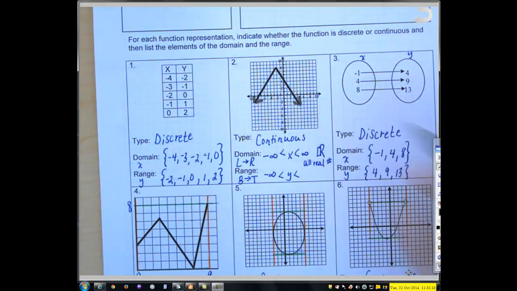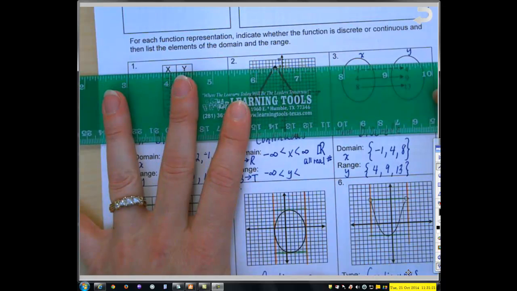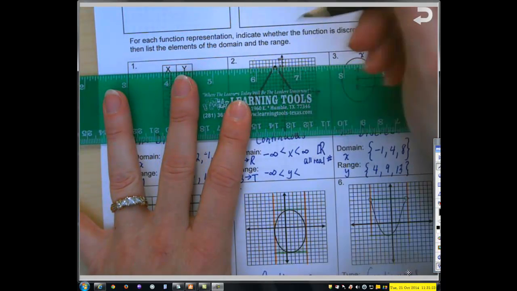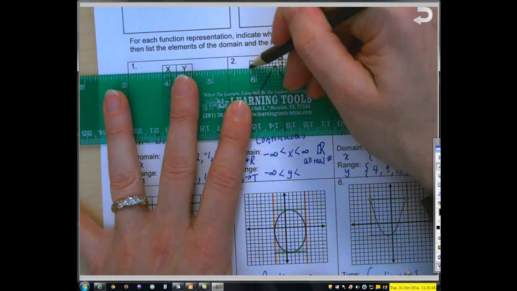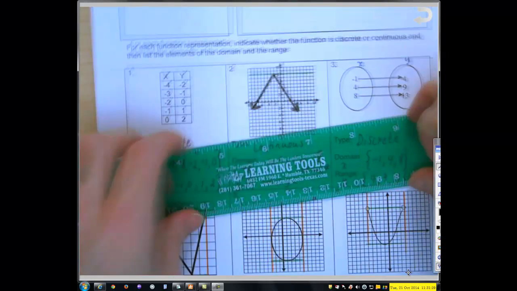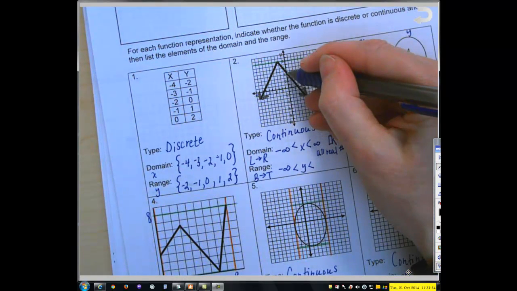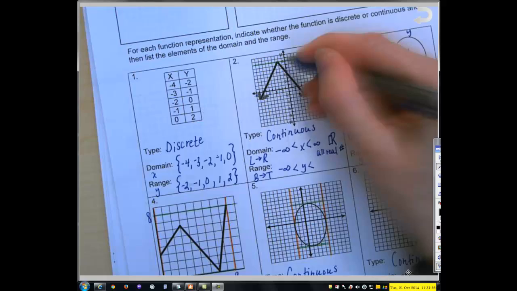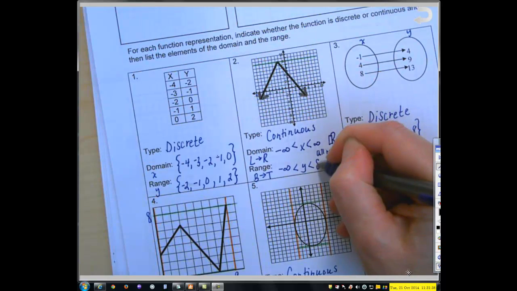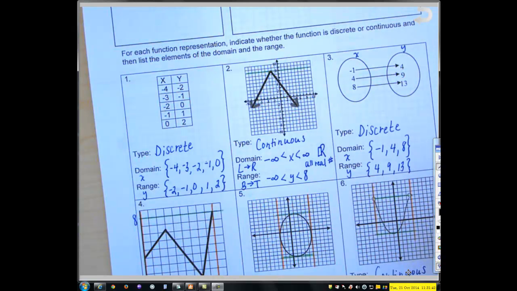Now let's find our upward boundary. We don't have any arrows on the top of the graph, so there is an upward boundary, and the upward boundary for our range is going to be 1, 2, 3, 4, 5, 6, 7, 8. So 8 is the largest y value on the graph.